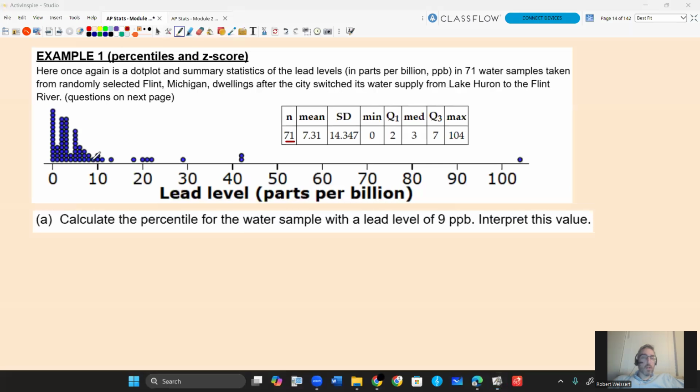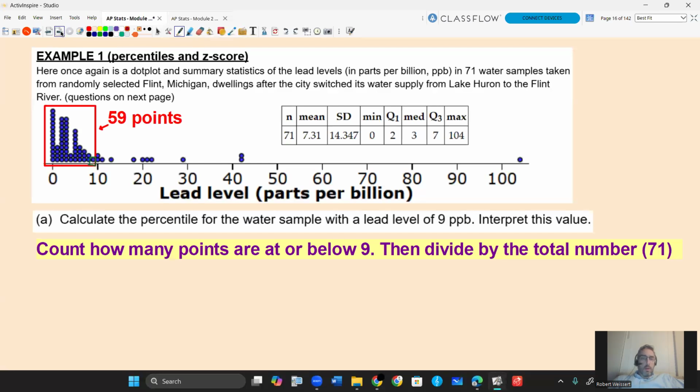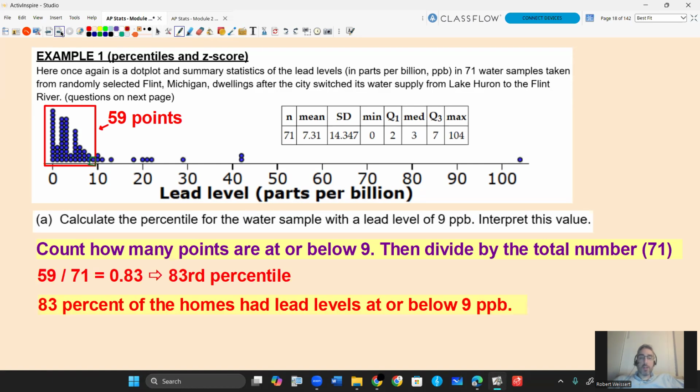So what we want to do is look at where 9 is, and we're going to have to count all the numbers 9 or below. That's going to be kind of hard to count, so you may need to pause the video and try that on your own. All right, I'm going to reveal what I counted. 3, 2, 1. You get 59 numbers. So we take 59 and divide by 71 to get 0.83, which is the 83rd percentile. The interpretation is 83% of the homes had lead levels at or below 9 parts per billion.